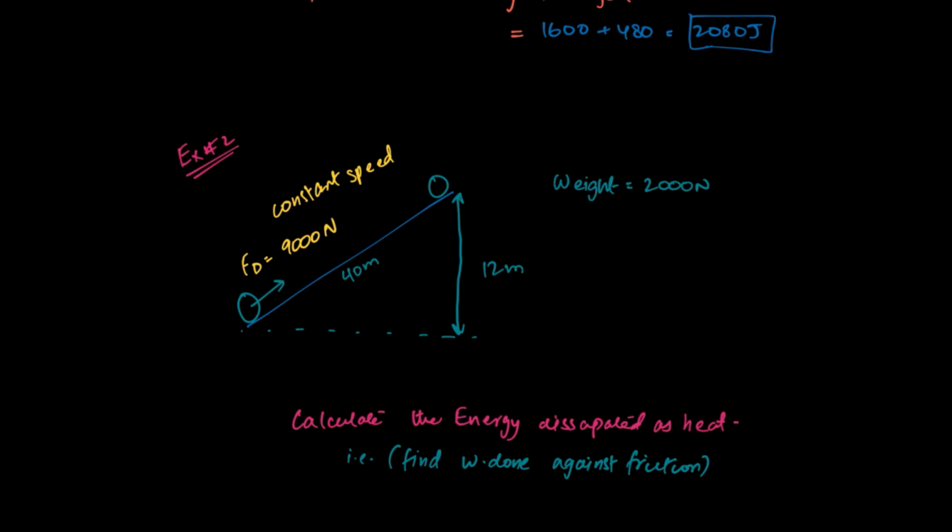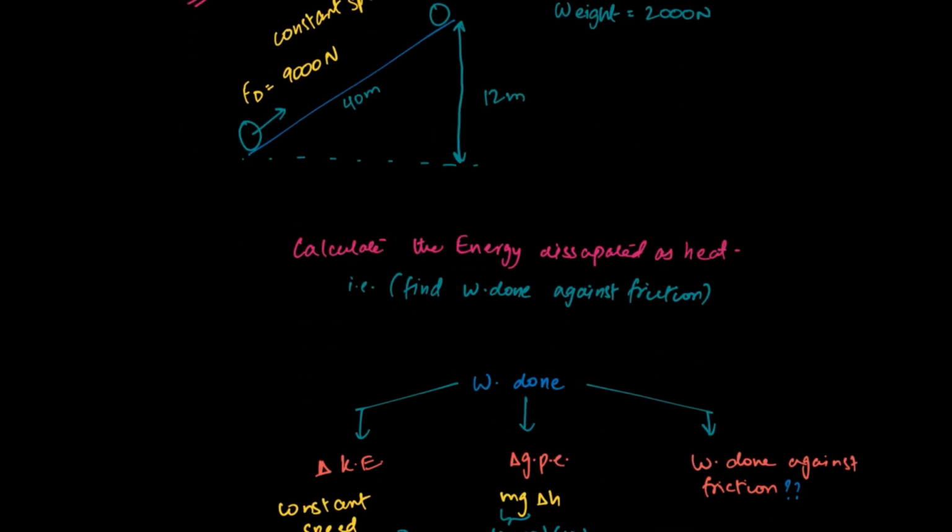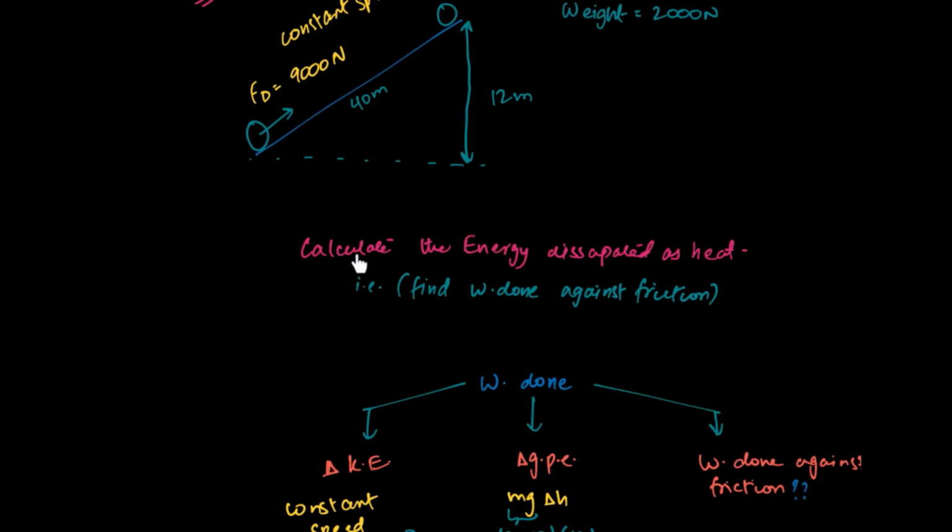The next question says that again, the object is moving at a constant speed. The forward driving force is now given to be 9,000 newtons. The weight of the object is 2,000 newtons. The slant distance, or the distance of the slope, is 40 meters, and the vertical height of the object at maximum position from the ground is 12 meters. The question says calculate the energy lost or energy dissipated as heat.